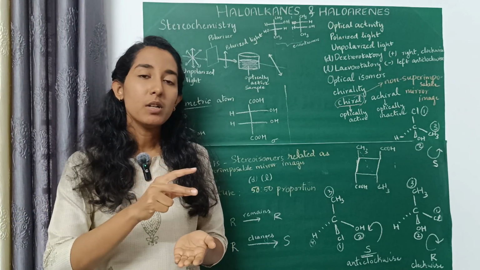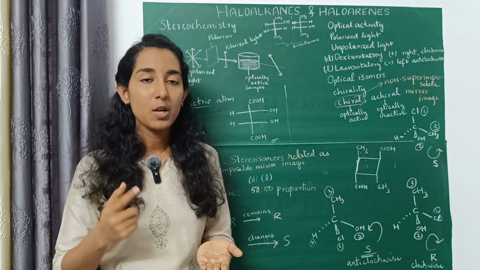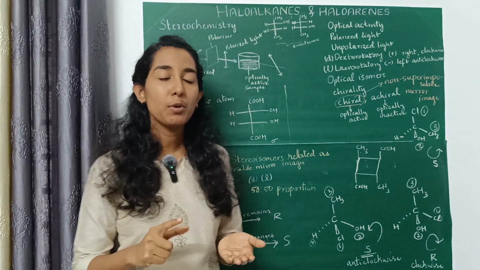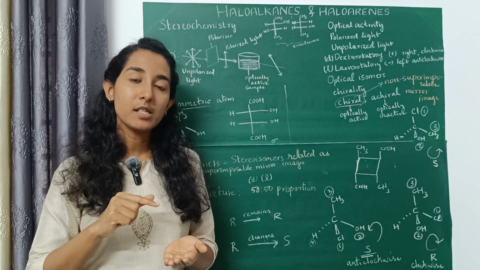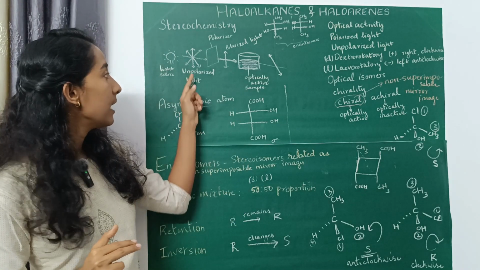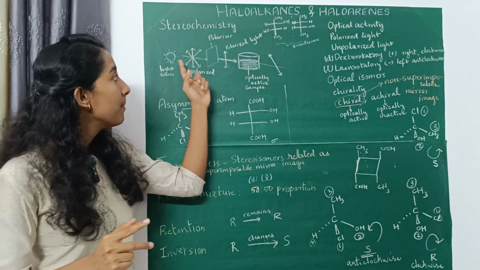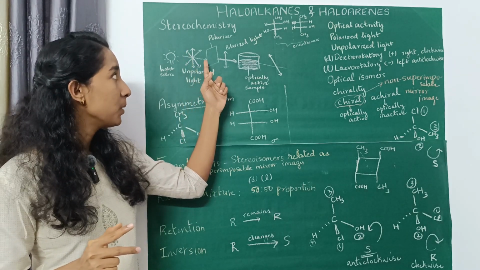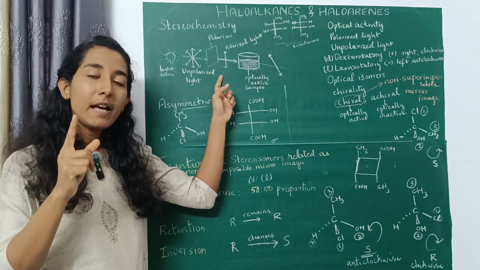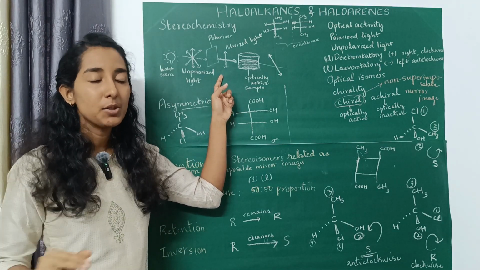Light from the sun or an incandescent bulb is unpolarized light. So what is unpolarized light? Unpolarized light has electric field vectors in all directions perpendicular to the direction of propagation. Here you can see unpolarized light, with electric field vectors in all directions perpendicular to the direction of propagation. Whereas polarized light has an electric field vector in only one particular direction perpendicular to the direction of propagation.